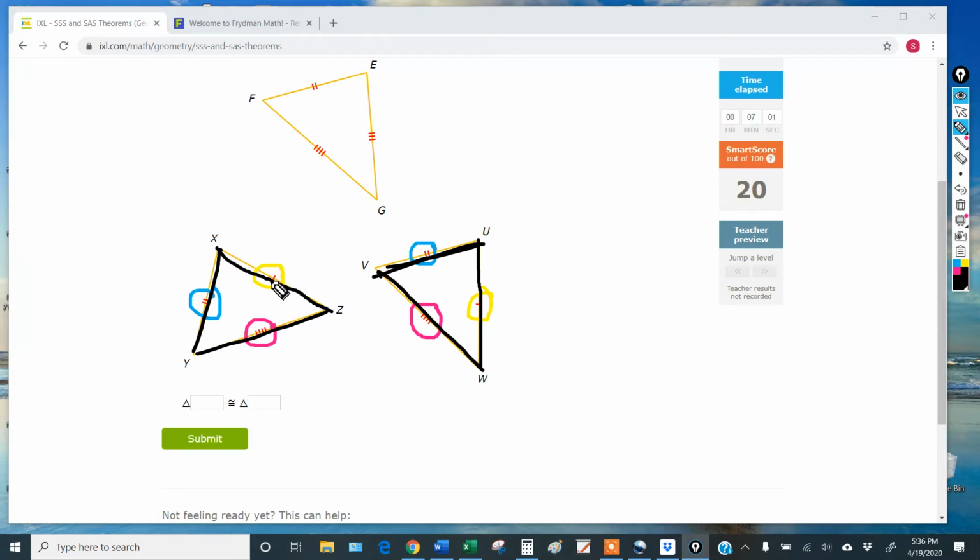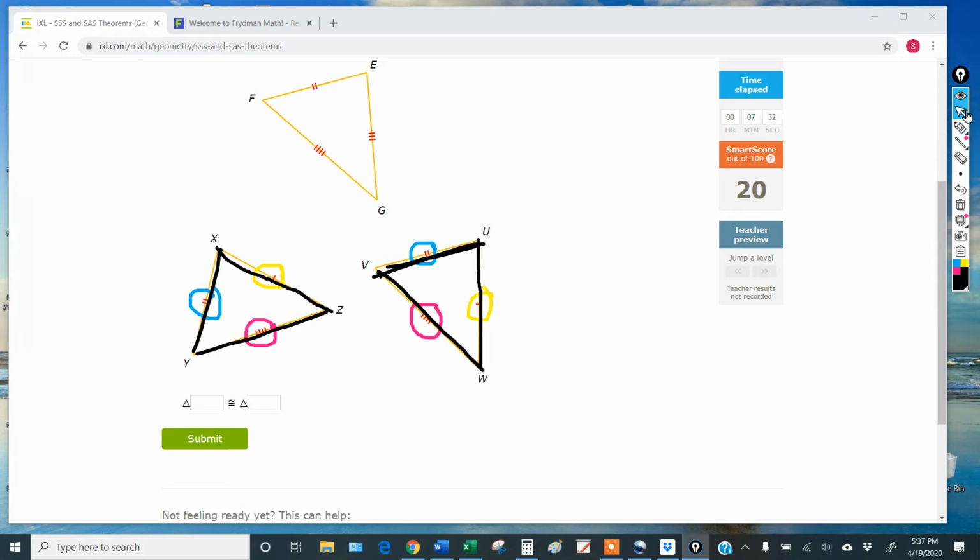Okay? So these triangles must be the same. In other words, if we know that all of the sides are the same, then all of the angles inside the triangles must also be exactly the same, because when we have SSS conditions, there's only one way to make a triangle. So everything about these two triangles must be exactly the same.